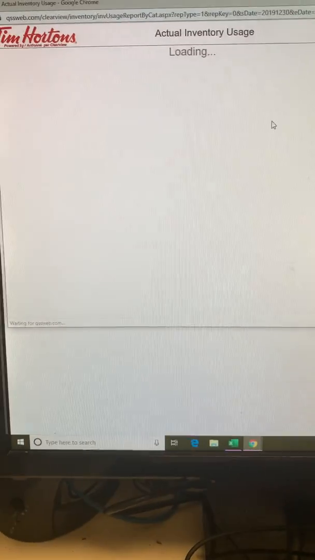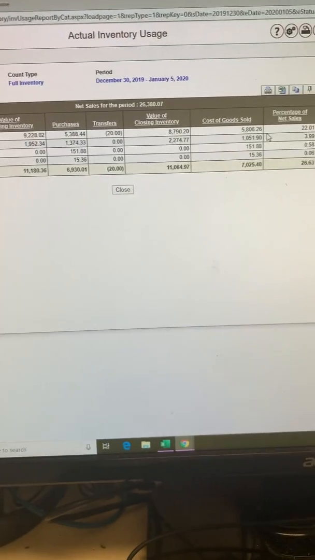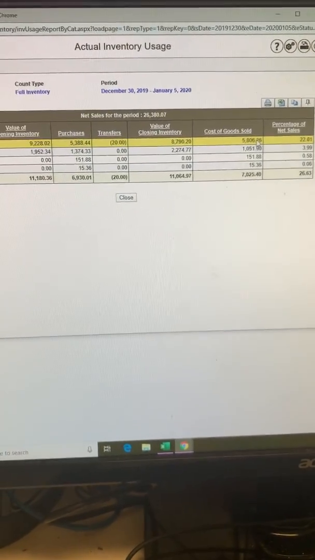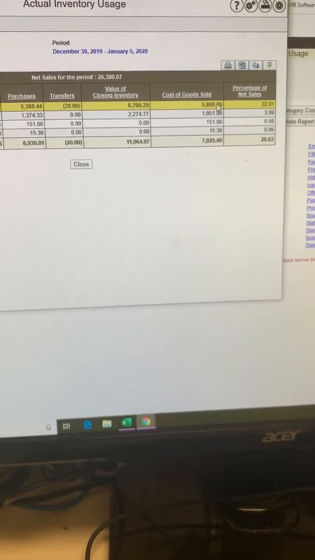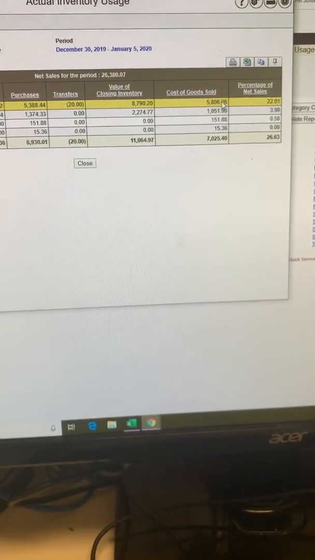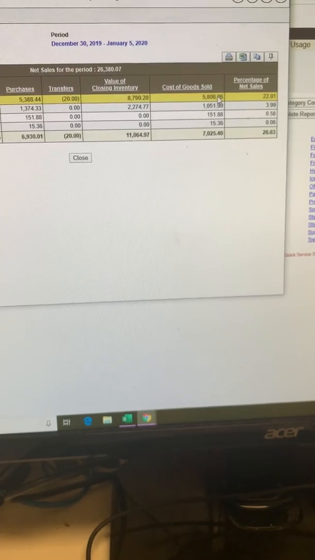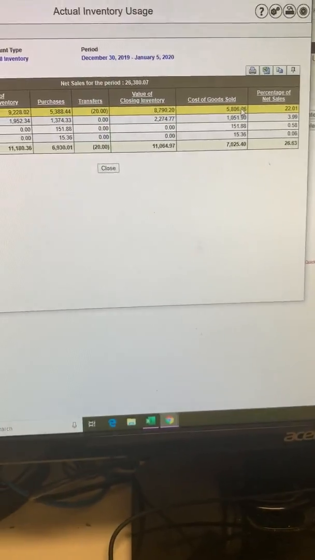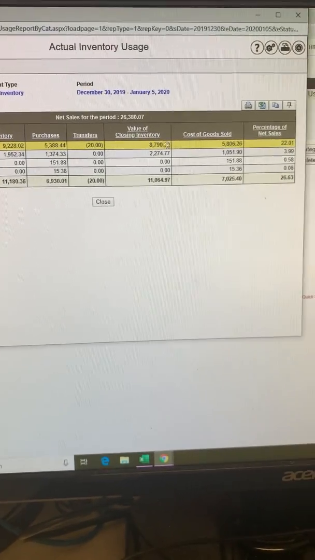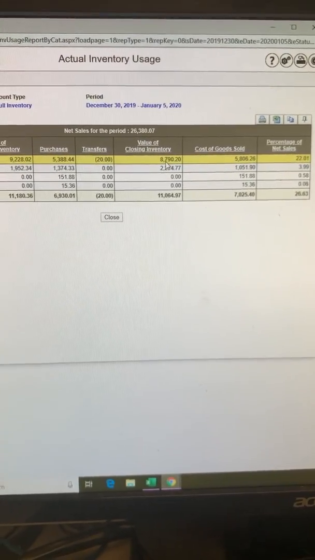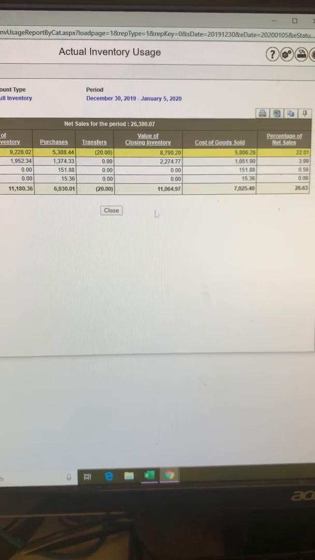Hit category cost. Okay, so you're looking at the cost of goods sold. So mine is 5806.26, and then my paper is 1051.90. Okay, and then this is where you can also find your closing inventory values. So this is what you're gonna plug in.